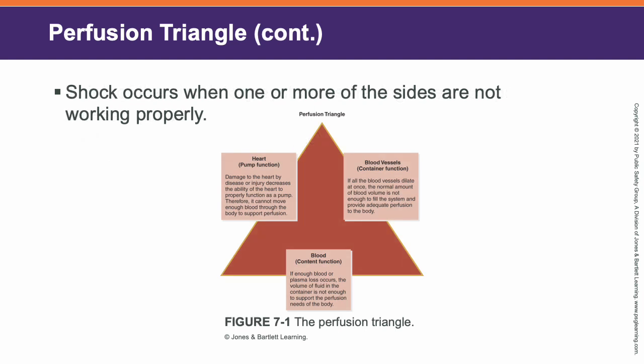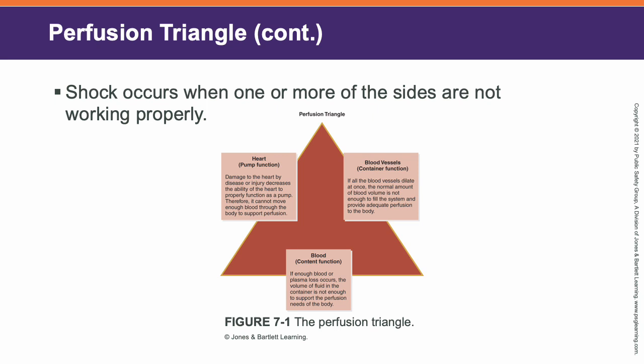Okay, so shock happens when one or more of these sides isn't working, right? One or more of the elements of the perfusion triangle is not working, okay? So the heart, damage to the heart can happen a lot of different ways. Simple cardiac arrest, so the heart stops, can interrupt the perfusion triangle, which at that point, shock isn't your most important thing. You've got to get your heart started in order for you to live, right?